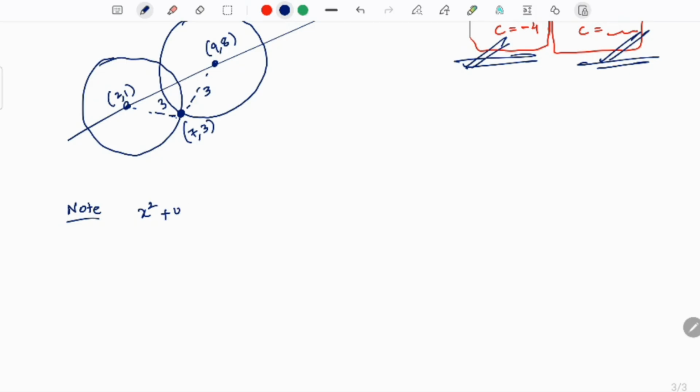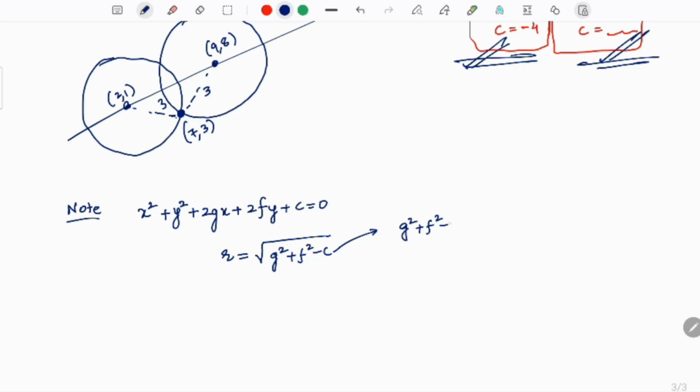x square plus y square plus 2gx plus 2fy plus c is equal to 0. Now I said any circle equation will be like this. But for this, the radius is what? Root of g square plus f square minus c. What if g square plus f square minus c is negative?